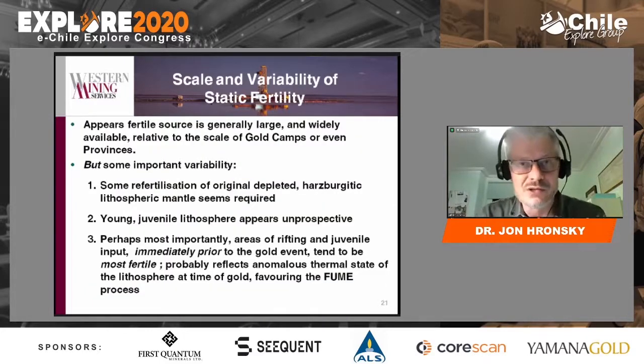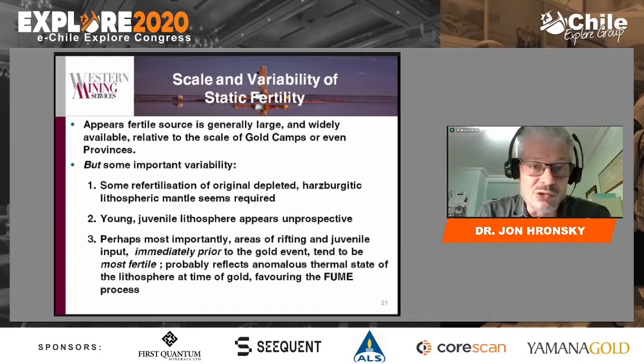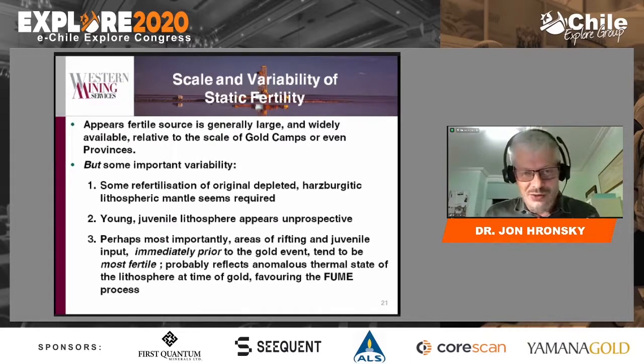So what can we say about the scale and variability of static fertility? Because of course, this is what we need to understand in exploration targeting. Well, in general, it looks like the fertile source is generally large and widely available relative to the scale of gold camps or even provinces. So for example, the entire Yilgarn Craton of Western Australia looks to have pretty good access to the gold source. The entire Central Andes looks like it's got pretty good access to the gold source. But having said that, there is some important variability.